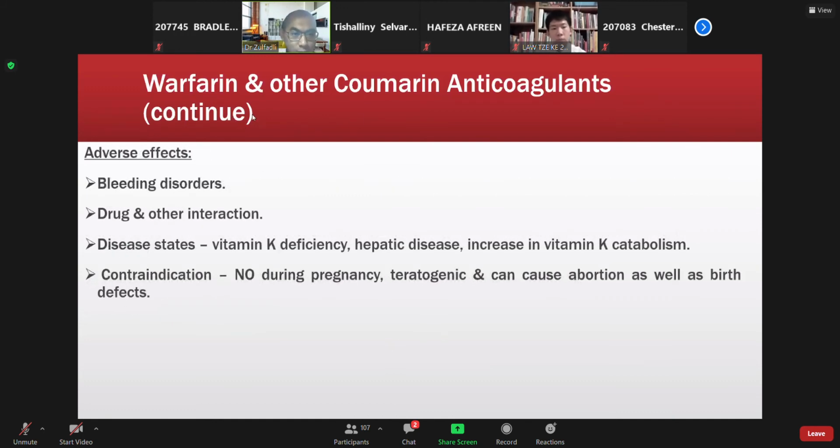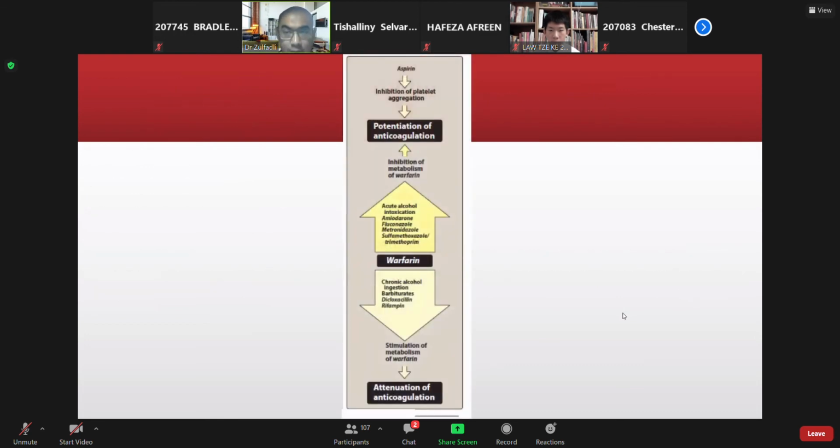Adverse effects of warfarin: bleeding disorder and drug interaction. I think you learned last semester which drugs interact with warfarin. Disease states: if the patient has vitamin K deficiency, it will worsen the condition. Contraindication: not given to pregnant mothers. It has teratogenic effects, and can also cause abortion as well as birth defects in the pregnancy.